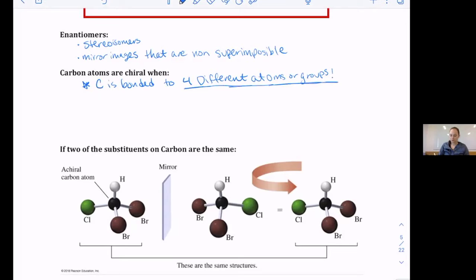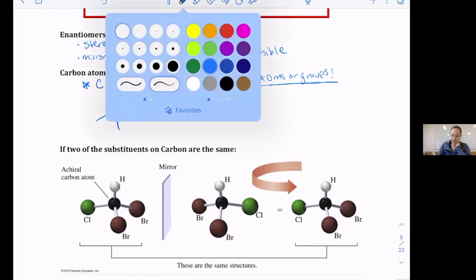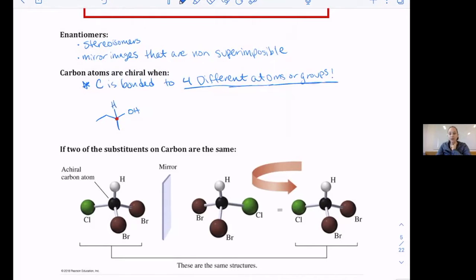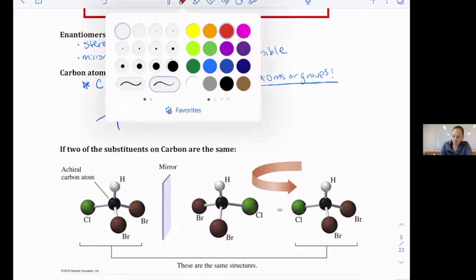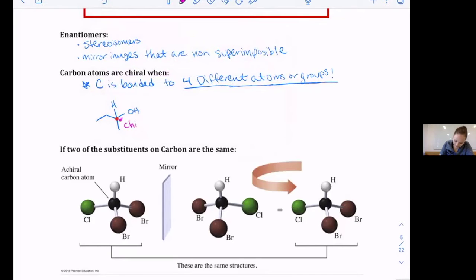So for example, I could have this molecule here. If I look at this carbon atom in the middle that I just made red, I'm going to draw in my hydrogen so that I see what my fourth group is. If you look at the four groups on this carbon atom, we have a hydrogen, an oxygen or an alcohol, a methyl group and an ethyl group. Those are four different things. Therefore, this particular carbon atom, the red one, is chiral. Sometimes we like to signify that as a star. So I put a little star there to show that it is chiral. It has four different things on it.